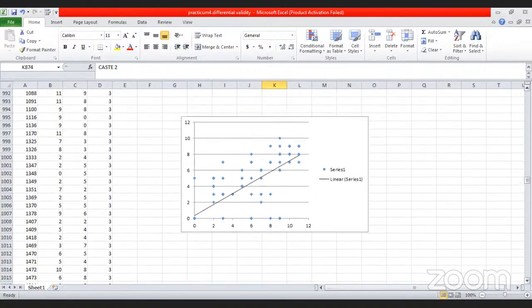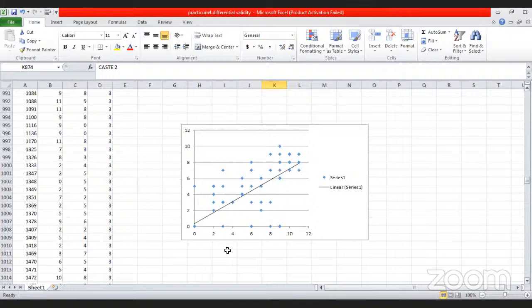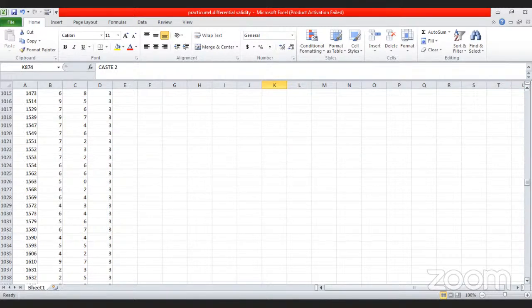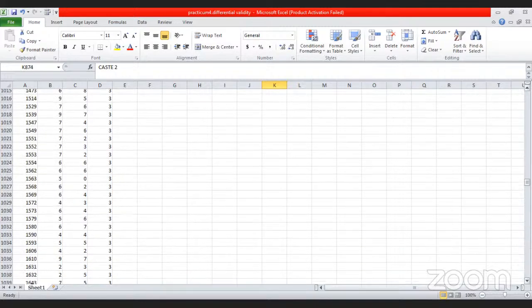See here, caste 3. You can see the total difference from caste 1, caste 2. In caste 3, the plots are very much converged, very much concentrated on the best fit line. So that indicates the better the relationship between these two variables, the more the plots will be converged, concentrated on this best fit line. Okay. Is it clear? Yes, ma'am.